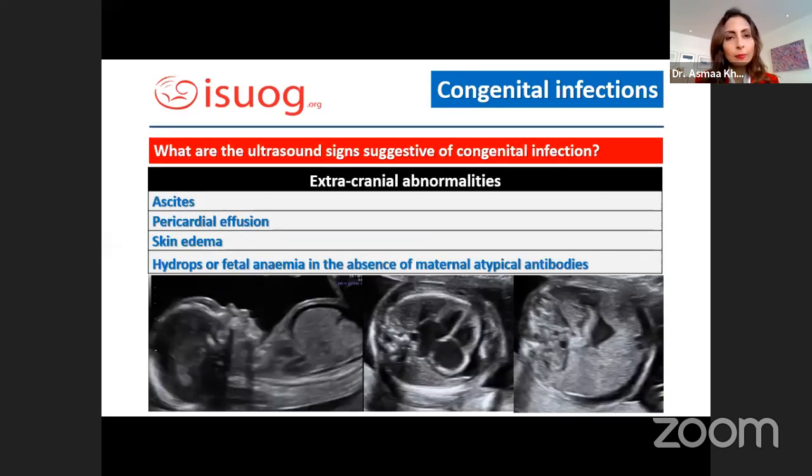What about extracranial abnormalities? Things like ascites, and you can see in these ultrasound images pericardial effusion, cardiomegaly, skin edema or hydrops, or signs of fetal anemia in the absence of maternal atypical antibodies. If a woman has anti-D antibodies and you see anemia or hydrops, the most likely explanation is that the baby is hydropic because of the antibodies or anemia. But if you have fetal anemia in the absence of atypical antibodies, always think of the possibility of congenital infection.